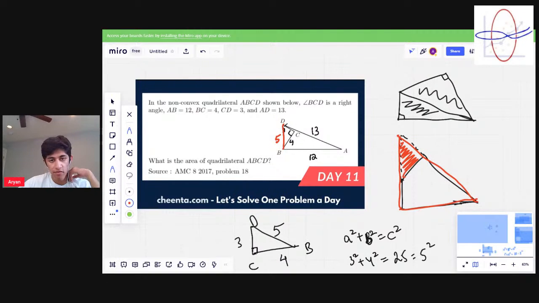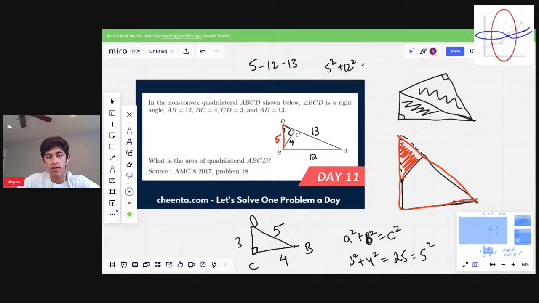Now if we look at triangle ADB, you might recognize the numbers 5, 12, and 13. This is actually another right triangle, because 5 squared plus 12 squared equals 25 plus 144, which is 169, and that's just 13 squared. So we know that triangle BDA is a right triangle, and angle B is the one with the right angle. Now right triangles are our friends, and right triangles we know how to find the area of. So what is the area of BDA?